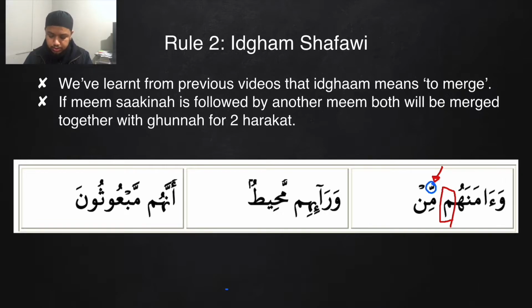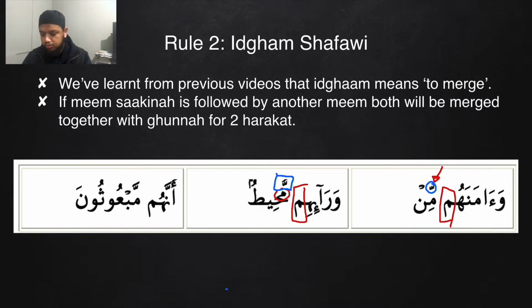And next we have ورائهم محيط. So we have ورائهم, we have meem sakina followed by another meem here, and just in case we were confused, there is a shadda there anyway to remind us. So it is not ورائهم محيط, it's ورائهم محيط. And now we move on to the third example.